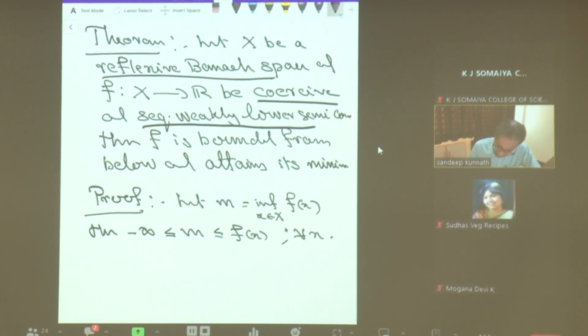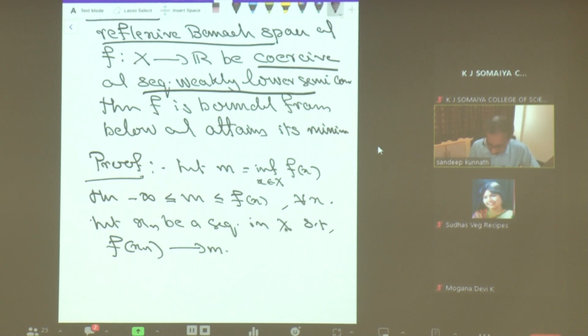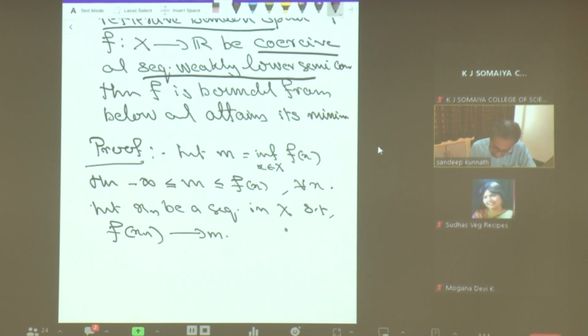Now what I'm trying to do is to extract a subsequence. Let xn be a sequence in X such that f of xn converges to this infimum value m. I'm taking a sequence in X such that f of xn converges to the infimum of f. If m is minus infinity, f of xn goes to minus infinity. Finally we will reach the conclusion that m is not going to be minus infinity.